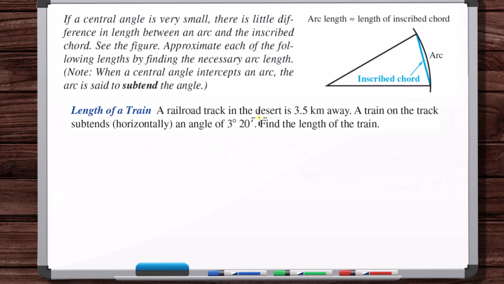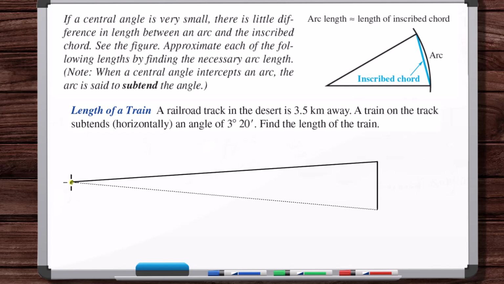Okay, so a railroad track in the desert is 3.5 kilometers away. A train on the track subtends horizontally an angle of 3 degrees 20 minutes. Find the length of the train. So the train is on a track, straight across, and from 3.5 kilometers away it makes an angle of 3 degrees 20 minutes. So approximate the length of the train. Well, we can approximate it by getting the arc length that subtends this angle.